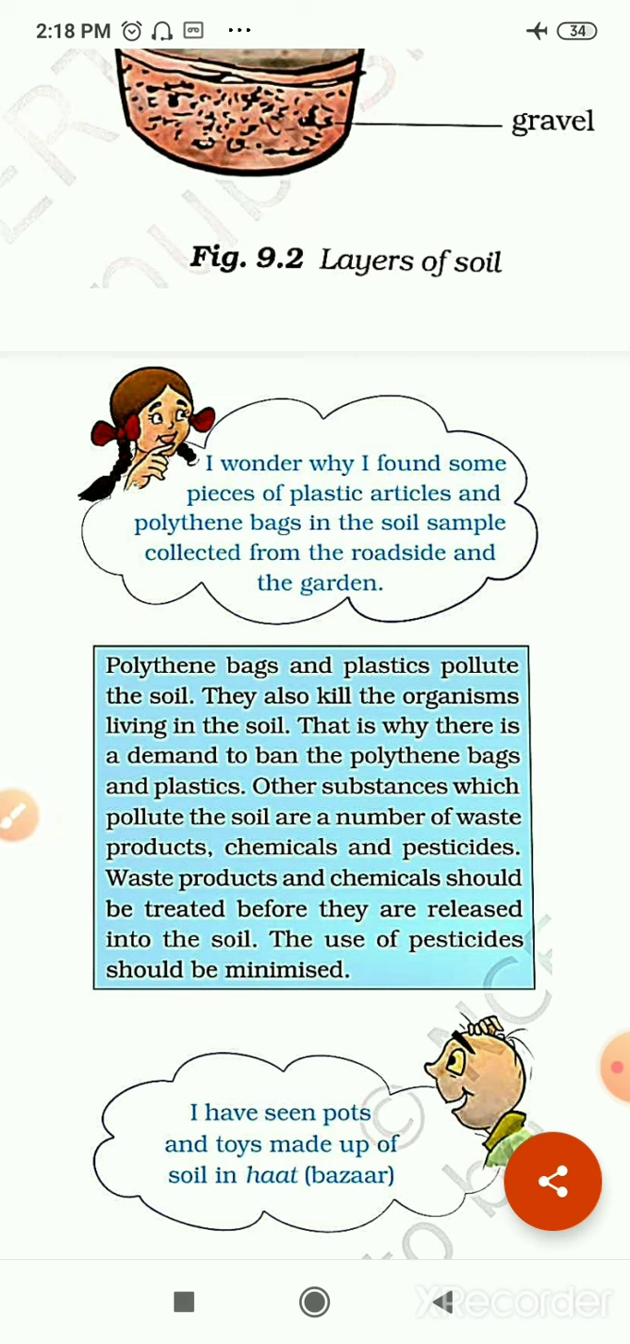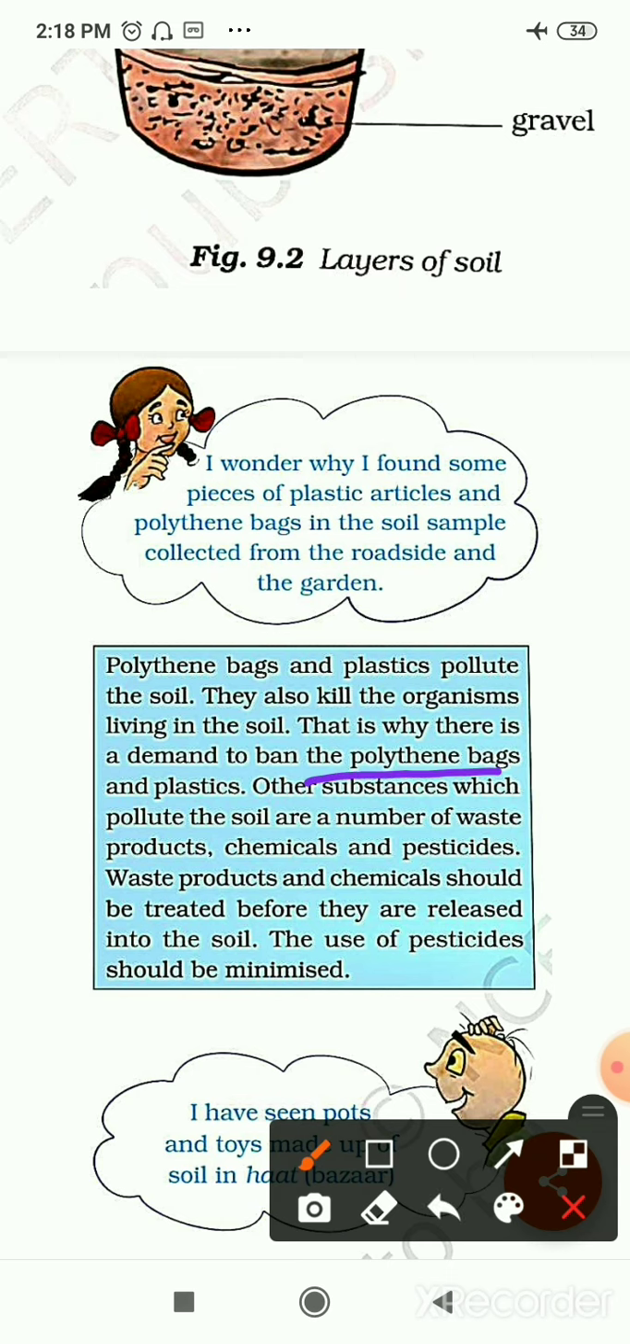Now see what is written here. Polythene bags and plastic pollute the soil. They also kill the microorganisms living in the soil. I told you. That is why there is a demand for a ban on polythene bags and plastic. Other substances also pollute the soil.